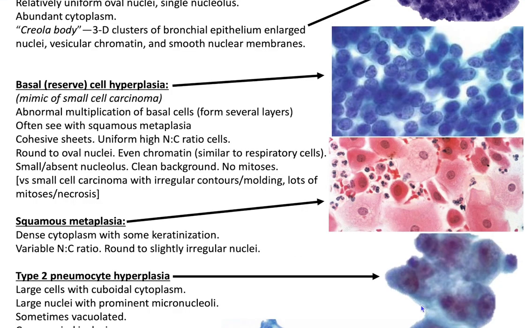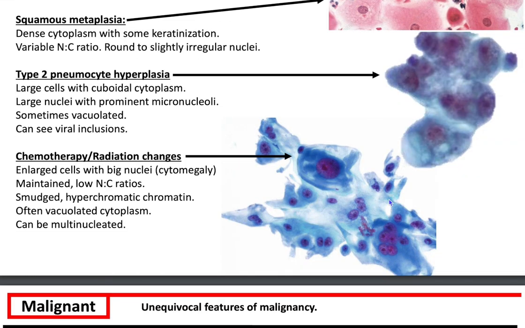Squamous metaplasia, you'll have this dense cytoplasm with some keratinization. They can have variable NC ratio, and they'll have round to slightly irregular nuclei, as you can see here. You can have type 2 pneumocyte hyperplasia, where you'll have large cells with cuboidal cytoplasm, large nuclei with prominent micronucleoli. Sometimes they can be vacuolated, and you can see viral inclusions sometimes.